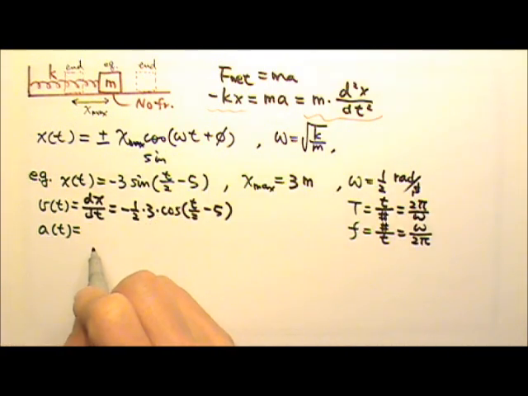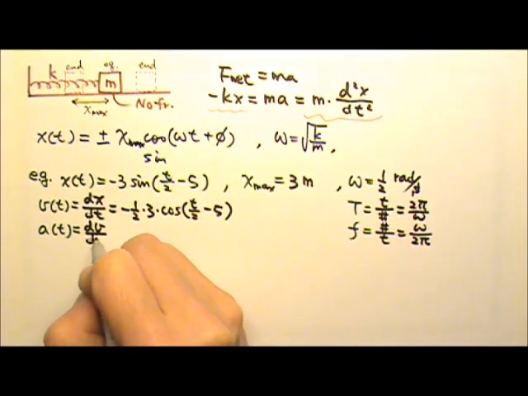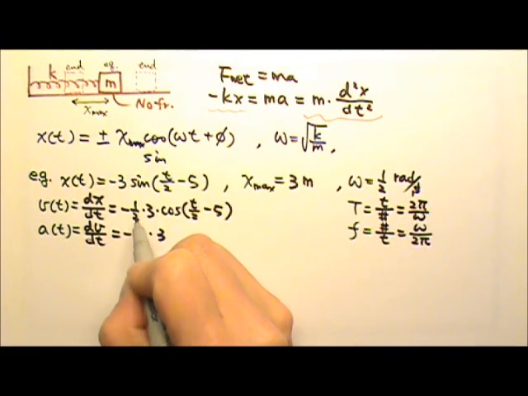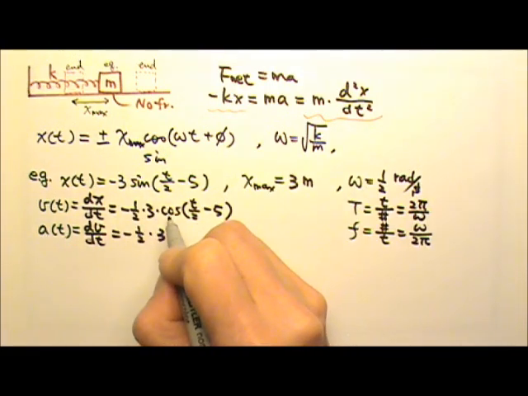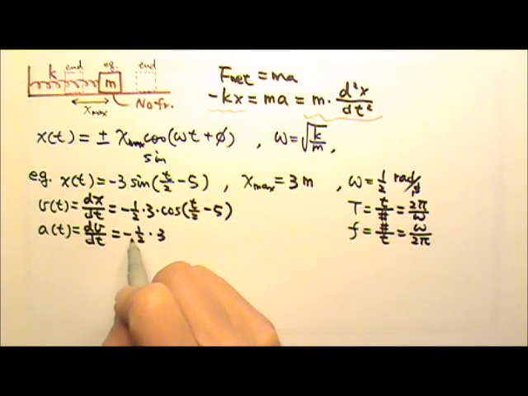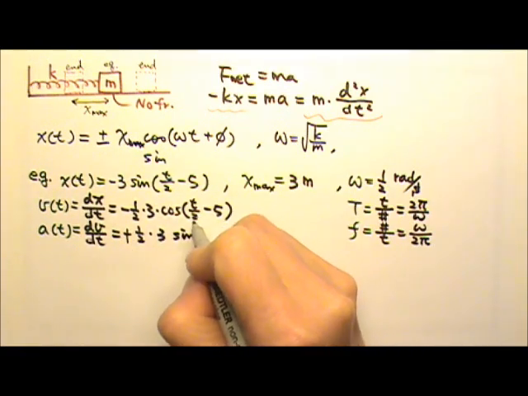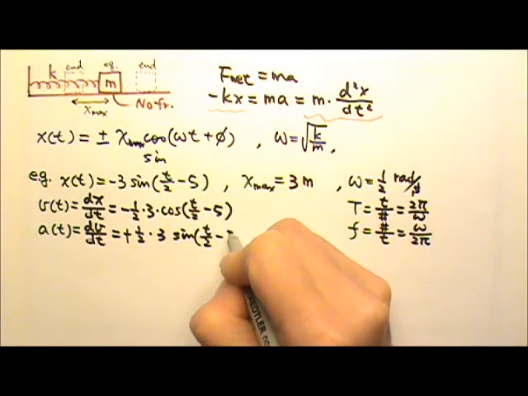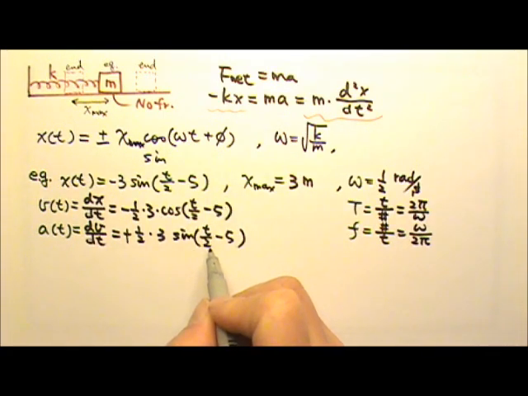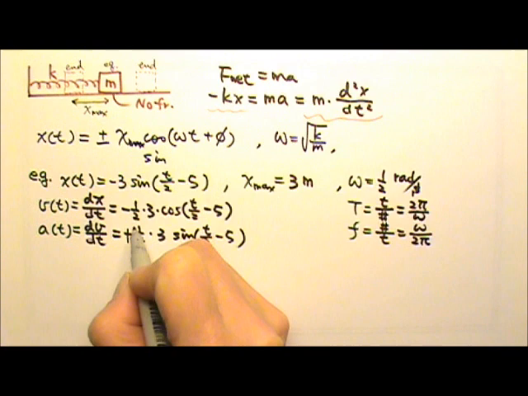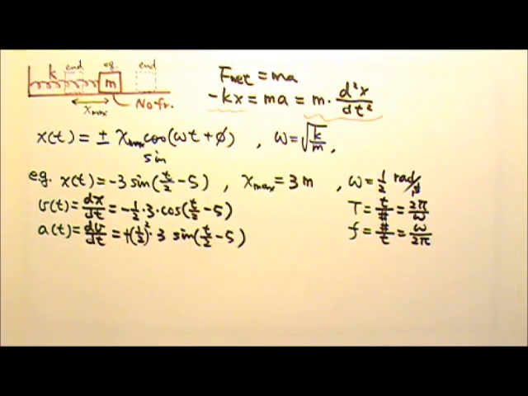And then to find acceleration as a function of time, we take one more derivative. So here we have negative 1/2 times 3. The constant coefficient stays. When we take derivative of cosine, we get negative sine. So we get negative. Negative times negative gives us a positive. And then this is sine, exactly the same thing, 1/2 t minus 5. And because of the chain rule, we have to remember to multiply by an omega on the side. So this will be 1/2 squared right here. Of course, if it's on the test, you should simplify this.